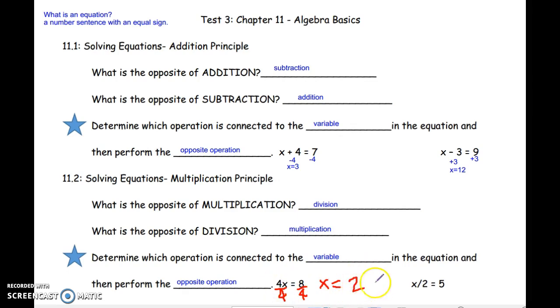And just like before, we should check. If I put 2 in place of x, I have 4 times 2 equals 8, and yes, that is true. On this side, I have x divided by 2 equals 5. This one's division, so the opposite of division is multiplication. If I divided by 2, I need to multiply by 2 on both sides. Again, 2 divided by 2 is still 1, leaving me with 1x equals 5 times 2, which is 10. Double check this: I put 10 in place of x, and 10 divided by 2 is in fact 5.